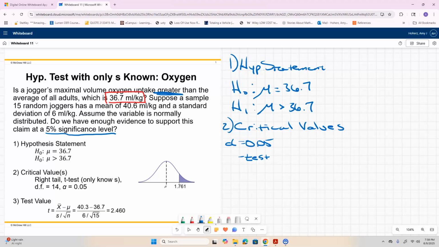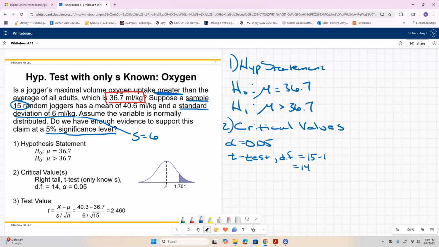Suppose a sample of 15 random joggers has a mean of 40.6 and a standard deviation of 6. That was all referring to the sample. So this is a sample standard deviation of 6. That is an S. So S is 6. Since we only have an S, we're going to be doing a t-test. Let's stop right now and do our degrees of freedom. From a sample of 15 joggers, it would be 15 minus 1 or 14.